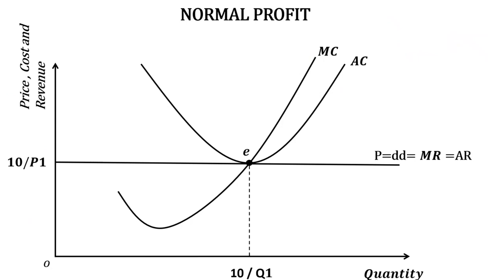Now let's go on. If we do a calculation, we can see that OP1 times OQ1, meaning 10 times 10, gives you 100. That is your total cost. And your total revenue is also 10 times 10, which is 100. So the cost is 100 and the revenue is 100. Therefore, the business is making normal profit. Let's go to the next one.